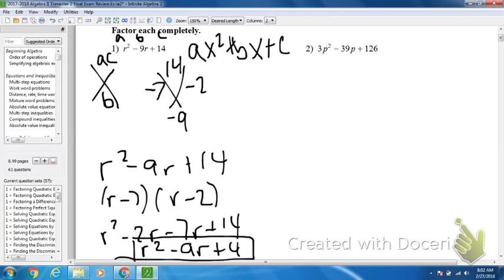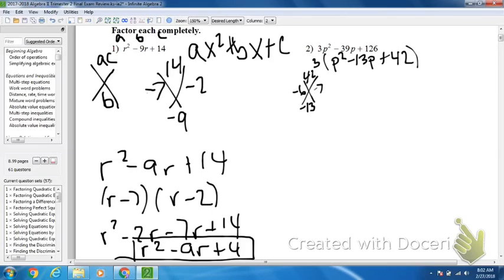So I'm going to try and factor out this 3, and that's going to leave me with p squared minus 13p plus 126 divided by 3, which is 42. So now I'm going to try and find two numbers that multiply together to give me 42, but add to give me negative 13, which is negative 6 and negative 7.